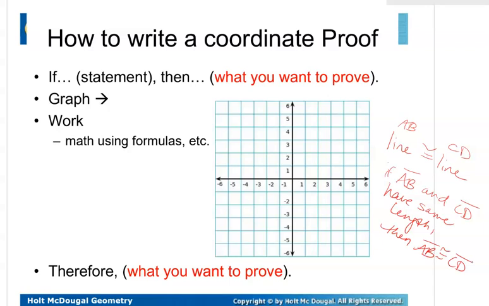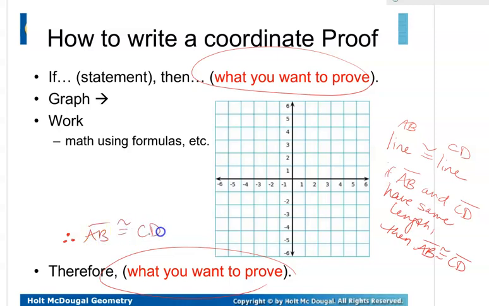Okay, and then we would graph it. We'd put those two lines on the graph, and then we'd show our work. We'd use probably the distance formula in this case because I said the same length. Okay, and then at the end we say therefore, and instead of writing therefore, you can put 3 dots like this, a little triangle of dots. It's like an upside down reindeer. Yay! Merry Christmas! The Christmas tree. Therefore, and then you just reiterate this. So therefore, AB is congruent to CD, whatever you're trying to prove.